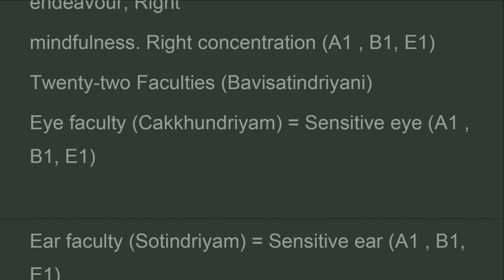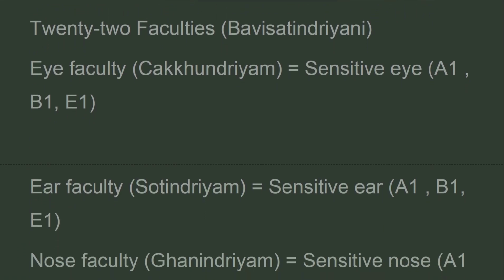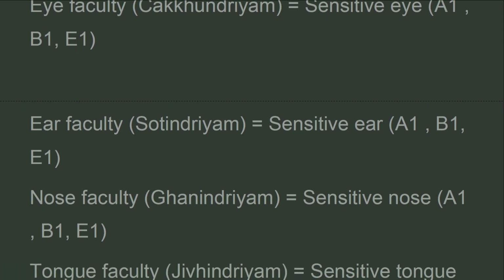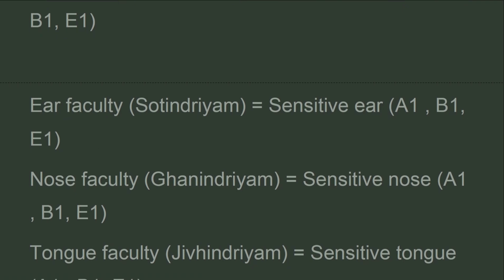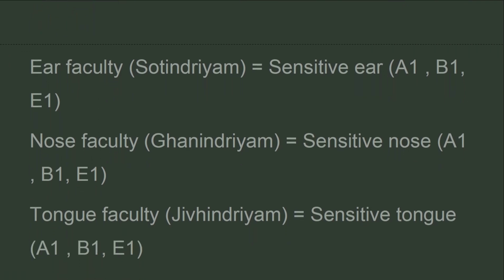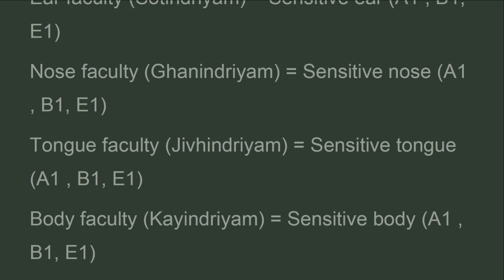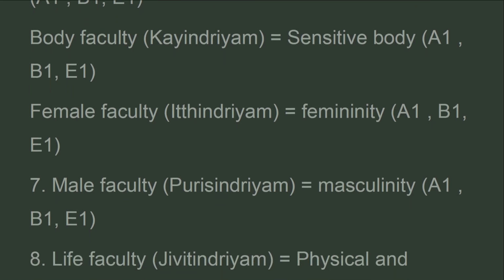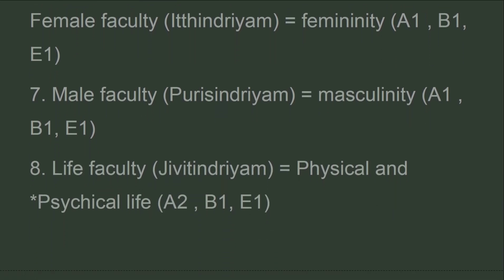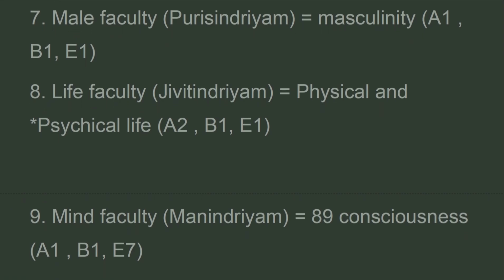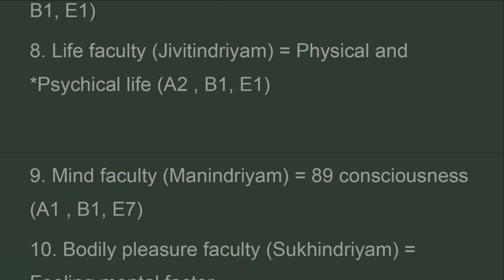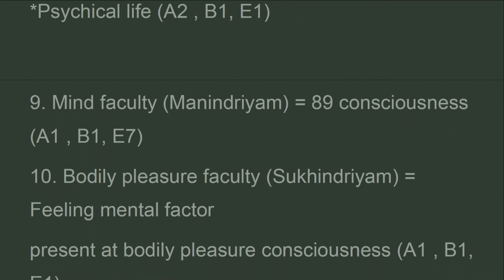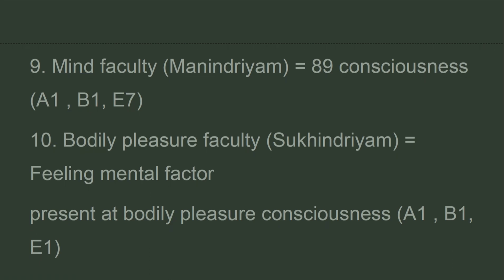22 faculties. 1. Eye faculty equals sensitive eye. 2. Ear faculty equals sensitive ear. 3. Nose faculty equals sensitive nose. 4. Tongue faculty equals sensitive tongue. 5. Body faculty equals sensitive body. 6. Female faculty equals femininity. 7. Male faculty equals masculinity. 8. Life faculty equals physical and psychical life. 9. Mind faculty equals 89 consciousness.